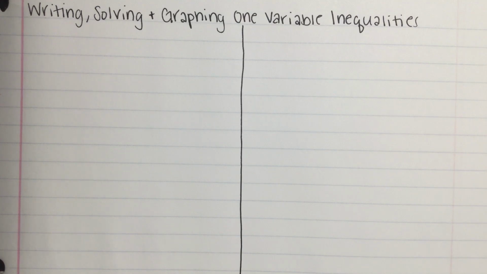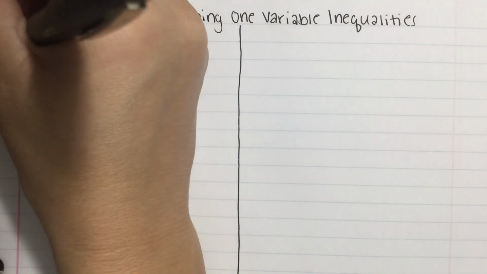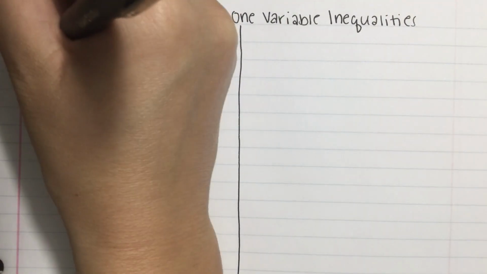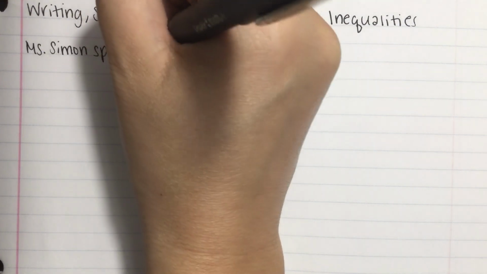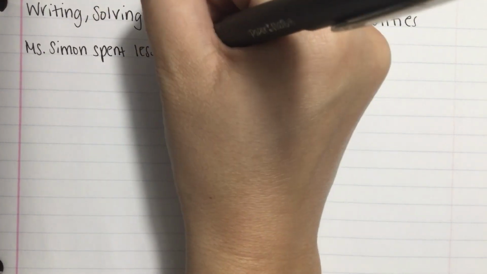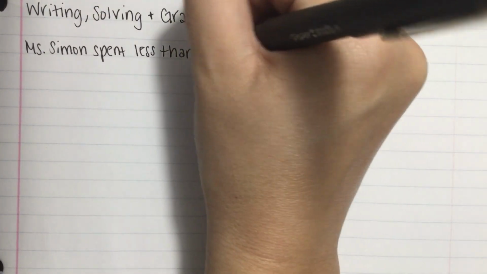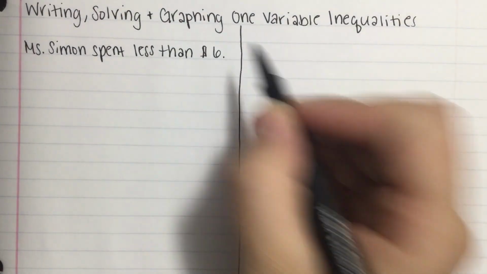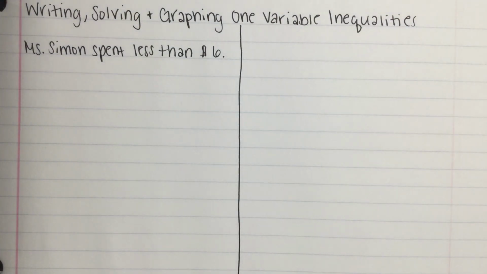In this video, I'm going to go over how to write, solve, and graph one variable inequalities. So we're going to start with a real-world problem. Miss Simon spent less than $6. So I'm going to first write a one variable inequality with this.